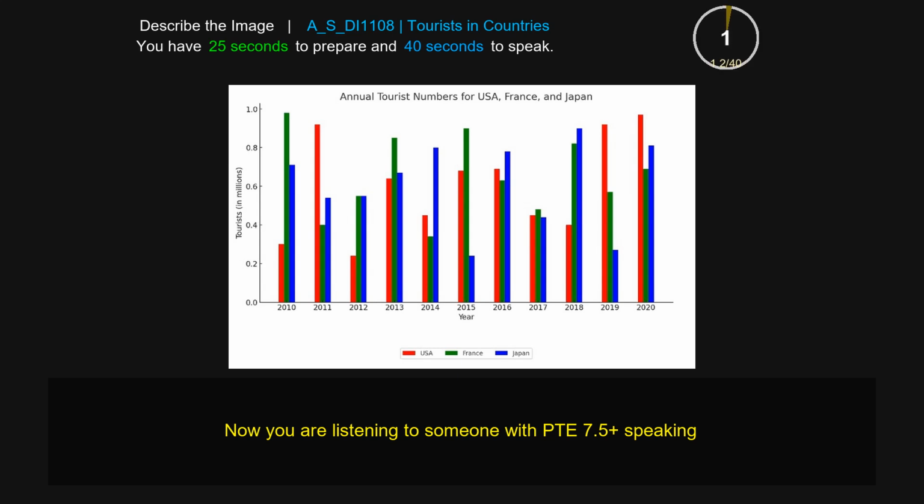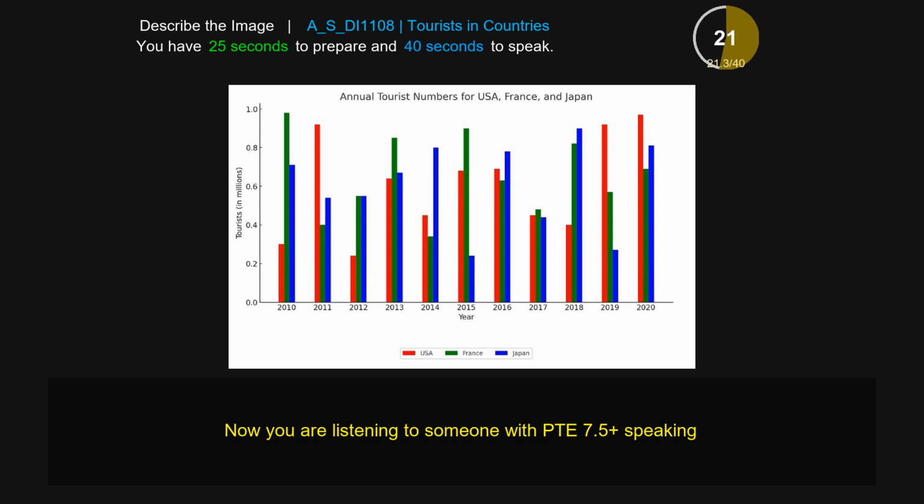The image provides information about annual tourist number of USA, France, and Japan. In the picture, we can see years, which is 2010 to 2020, and tourists in millions, which is 0.0 to 1.0. Overall, we can see USA, which is red color, France, which is green color, and Japan, which is blue color.